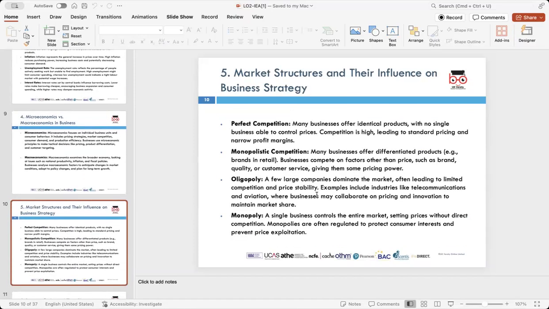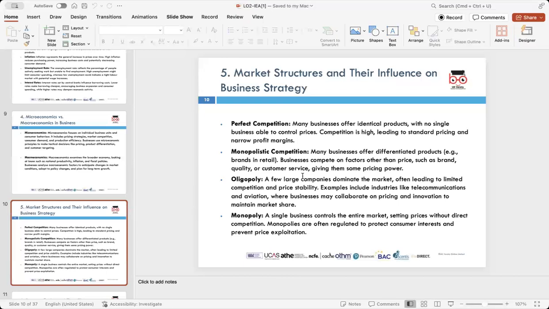Market structures and their influence on business strategy. Businesses operate in different market structures which impact their pricing power, competition, and profitability. So here we will discuss these structures and how they shape business strategy. Perfect competition. In a perfect competition market, many businesses sell identical products and no single company can control prices.